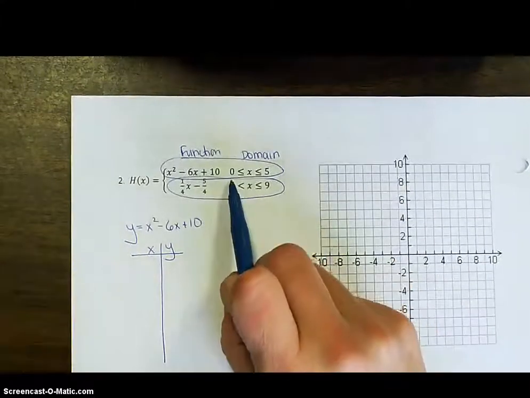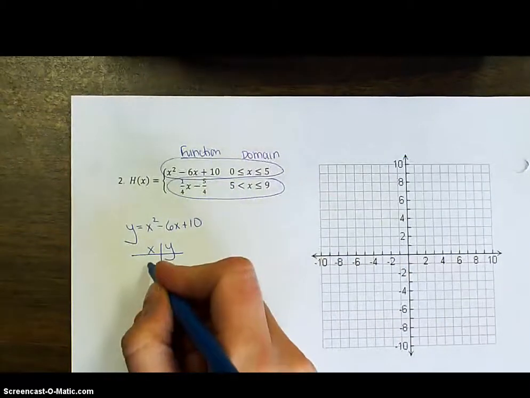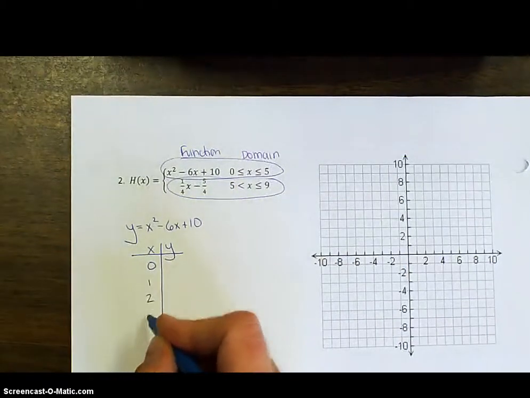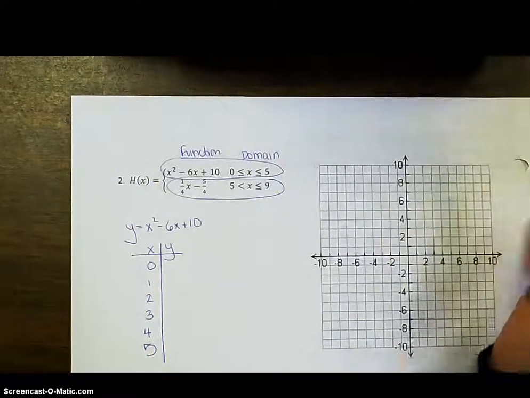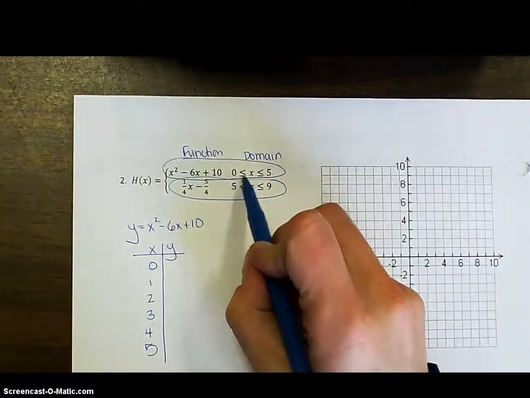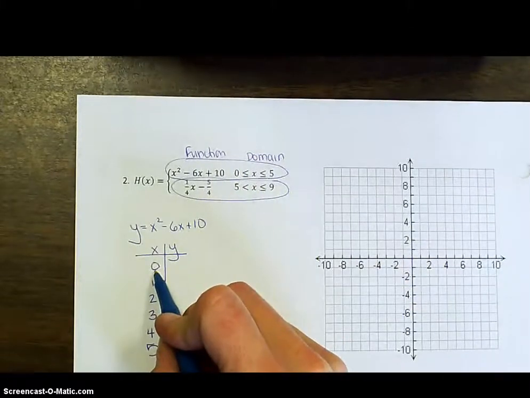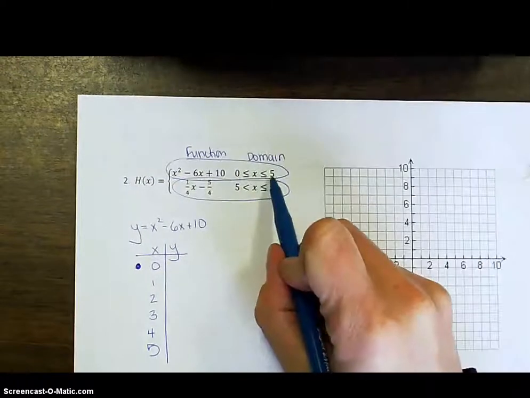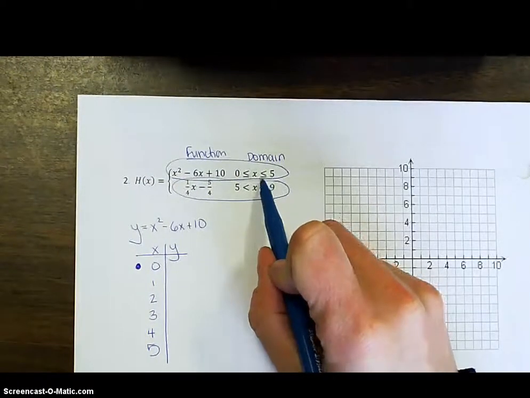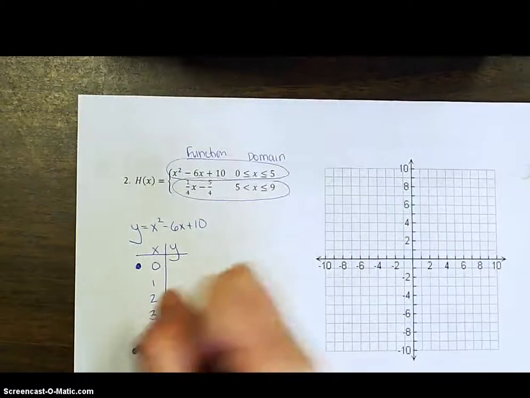Now let's look at our domain. We're going to go from 0 all the way to 5. So from 0, 1, 2, 3, 4, and 5. Now look carefully at your inequality symbols. There's a line underneath, so our point at 0, is that going to be an open or a closed dot? You got it. That's going to be a closed dot. And then if we look here, this 5, x is less than or equal to 5. Since it's equal to, we get to use the closed dot.